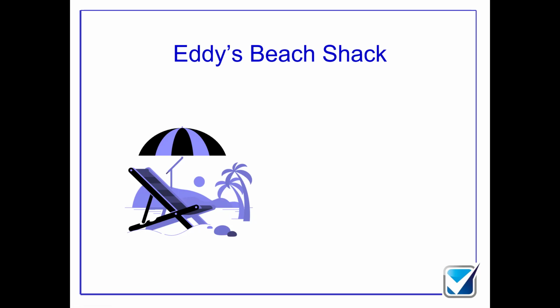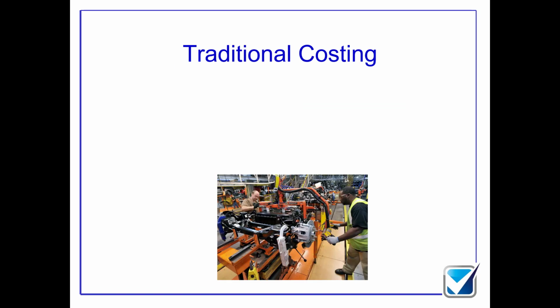This is Eddy's Beach Shack and we are looking at activity-based costing here. Now to start with, we'll have a very brief look at traditional costing methods and then we'll get into activity-based costing in a lot more detail and work out exactly what's going on. So to start with, we have got traditional costing methods such as marginal and absorption costing. Very commonly used for lots and lots of manufacturing businesses around the world over the last 50 to 60 years.